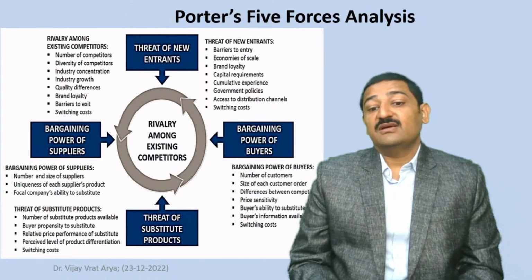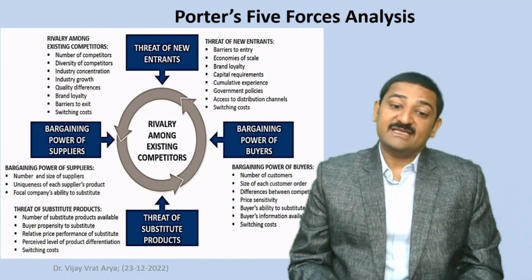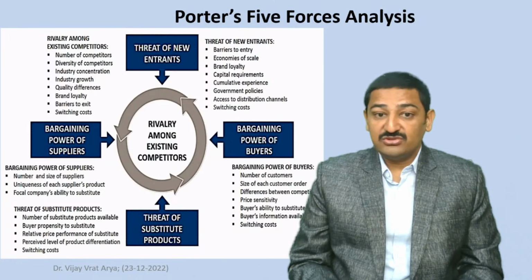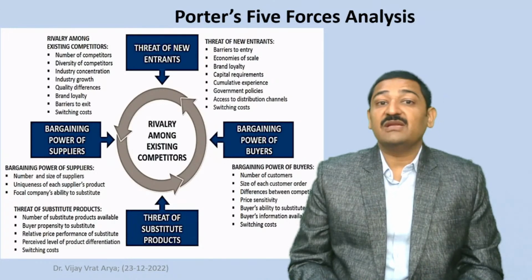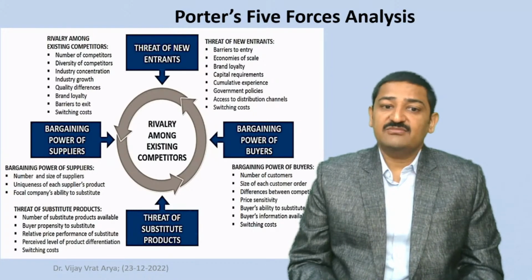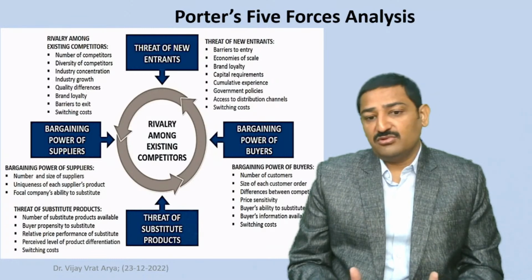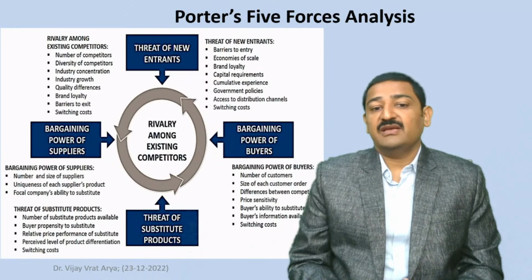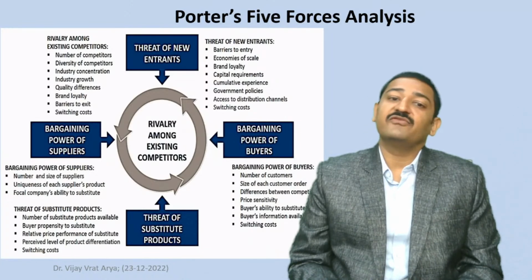Differences between competitors, price sensitivity, buyers' ability to substitute, buyers' information availability, and the switching cost of the respective buyer are some common components which are considered from the perspective of the bargaining or negotiation power of the buyer.